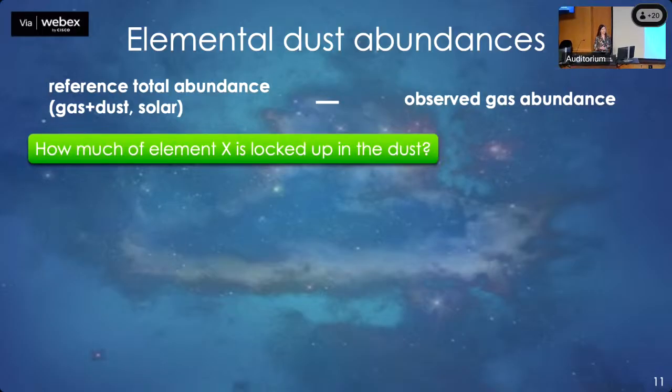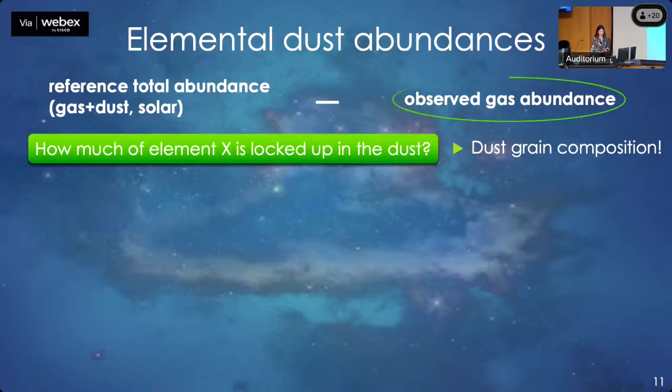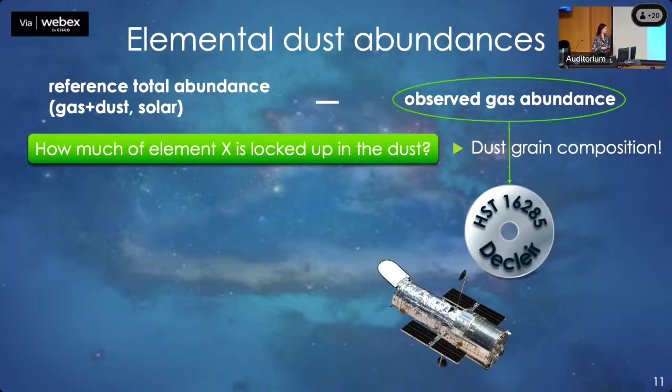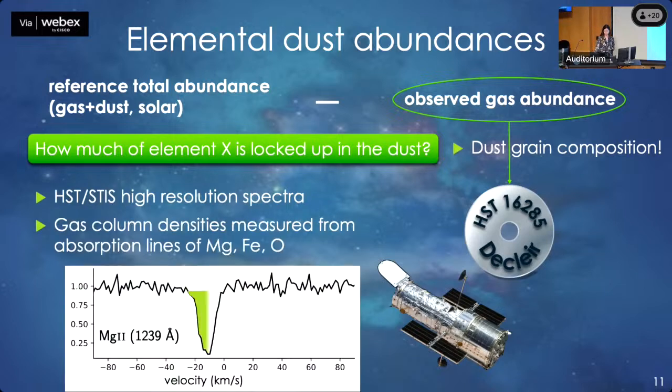So basically, this translates to how much of a certain element is locked up in the dust. And that tells you something about the composition of the dust grains. So to measure these gas abundances, we took spectra with the Hubble Space Telescope for our sample of sightlines, and we used STIS to get really high-resolution spectra. And then we measured the gas column densities from the gas absorption lines in the UV spectra for magnesium, iron, and oxygen, which are really important components in the interstellar dust.